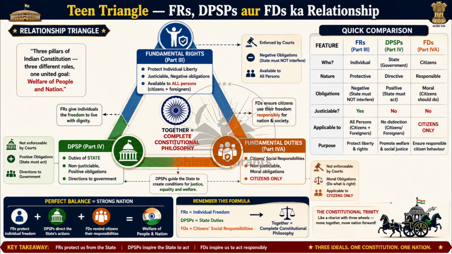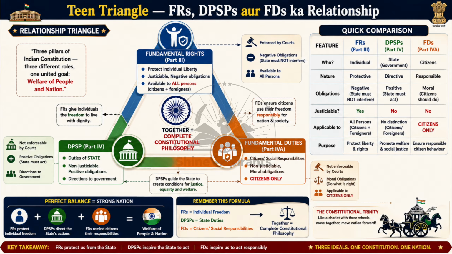And the relationship between FRs and FDs is complementary. Part 3 Fundamental rights protect individual liberty while Part IVA fundamental duties impose moral obligations on citizens. Together they complete the picture. Think of it this way: FRs say state, do not oppress me. DPSPs say state, serve me. FDs say citizen, serve your nation. Three voices, one constitutional harmony.